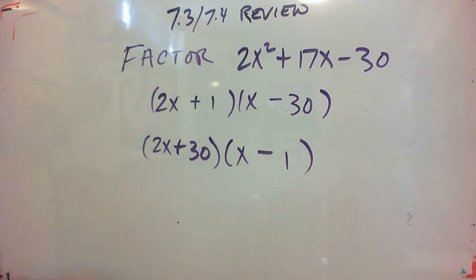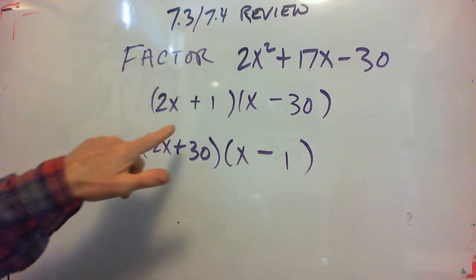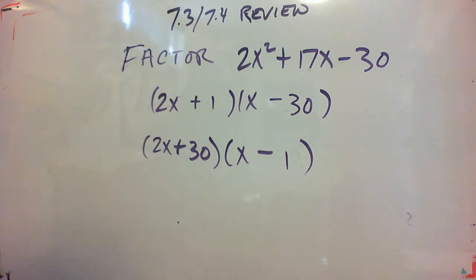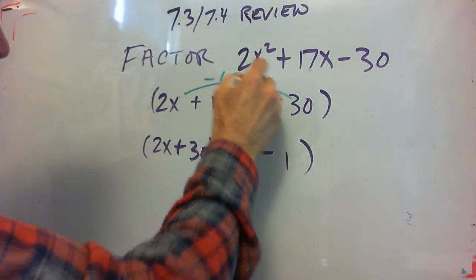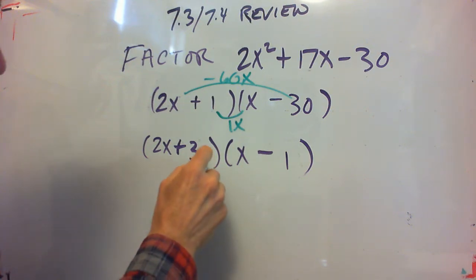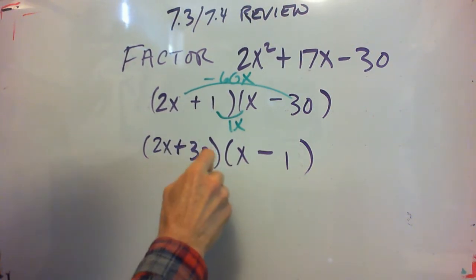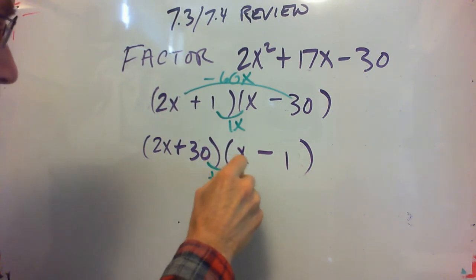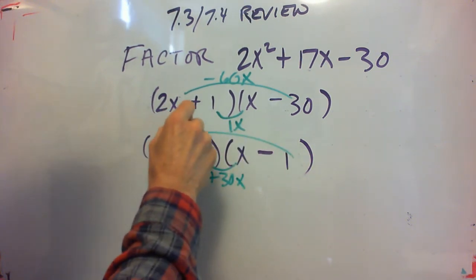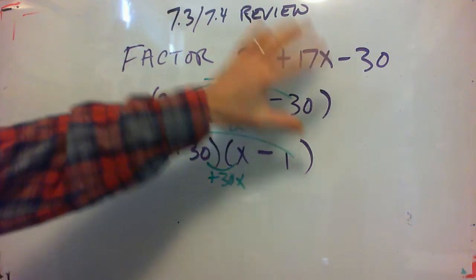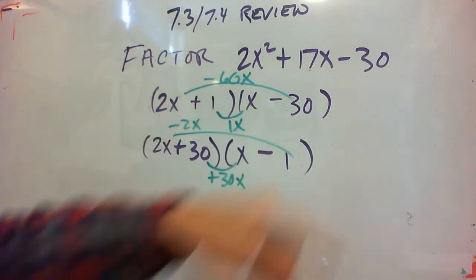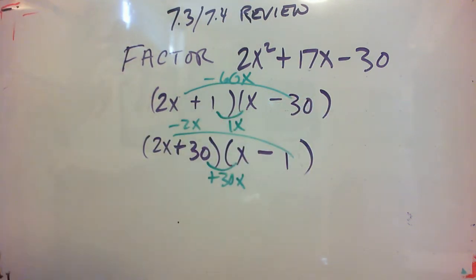Okay, here's another case where just using some common sense can eliminate some possibilities. If we use the 30 and the 1, here in this first case we have 1x and minus 60x's. In the second case I put 2x plus 30, x minus 1, I get plus 30x's minus 2x, which is still 28x's. Just too many x's. So the 30 and 1 cannot work. It gives you way too many x's, so you can just skip past the combinations involving 30 and 1.